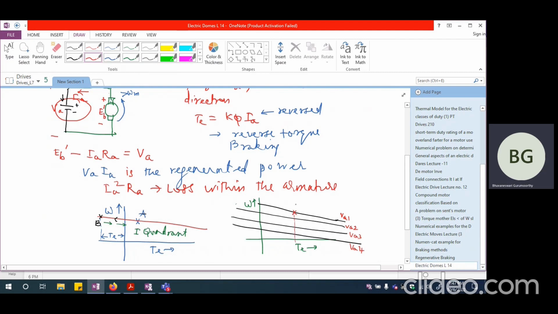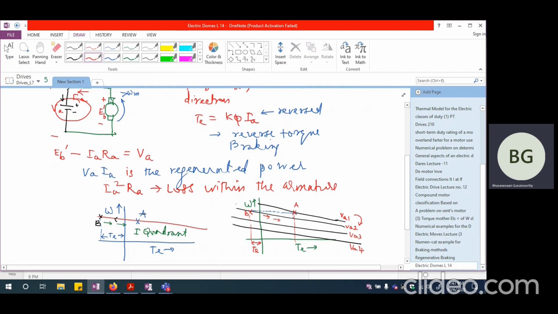When the machine was operating at this particular point, if I abruptly change the voltage from VA1 to VA2, then I will not be able to change the speed immediately. So what will happen is the operating point will shift to point B here. Because it has shifted to point B and it is a negative torque, this is going to come down in terms of its speed. So it will come from the second quadrant into the first quadrant.